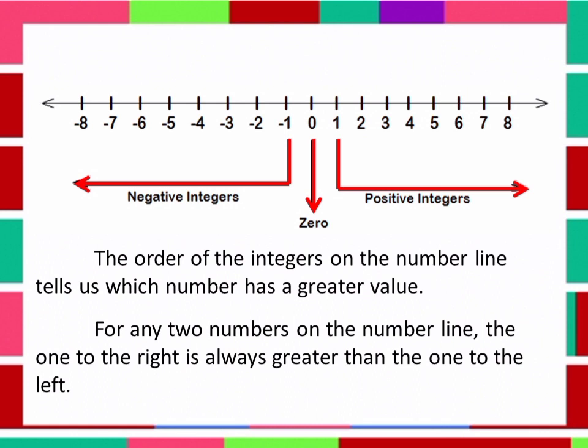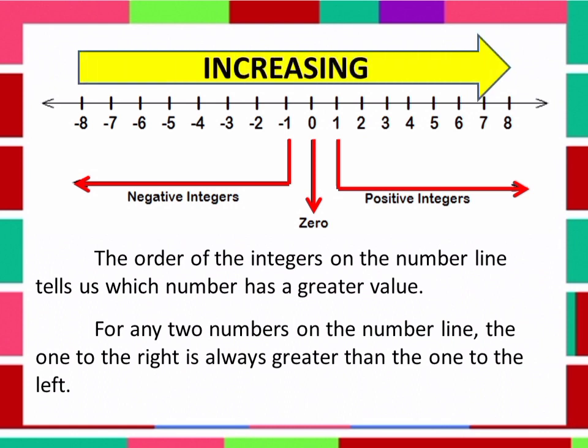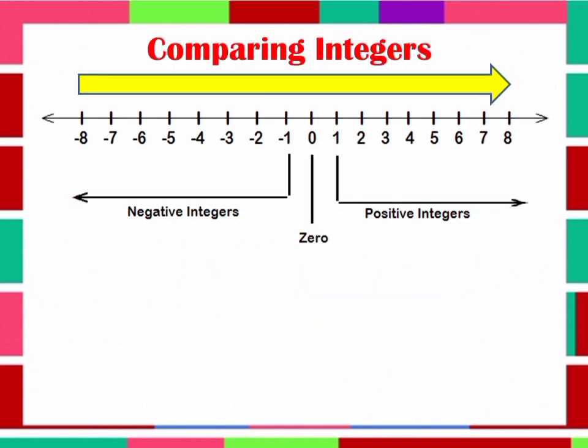Okay, so tingnan yung arrow. So mula dito sa left side papunta sa right side, ang number na yan o yung value niyan ay pataas or increasing. Now let's try comparing integers.